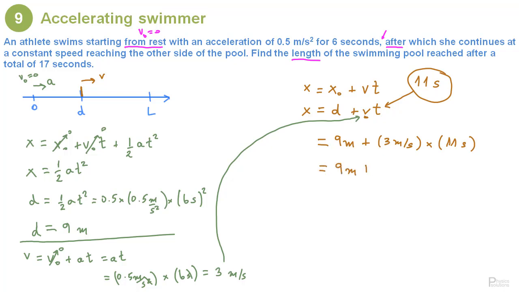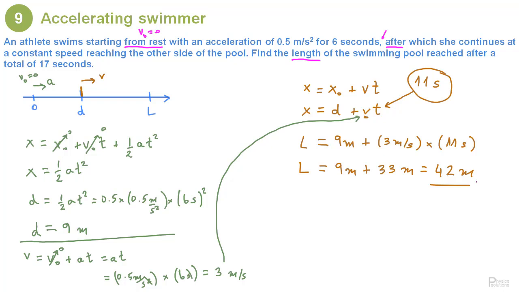We can do the multiplication. 3 times 11 is 33 meters, because again, seconds cancel. And this gives us a total of 42 meters for x equal L. So what I have done here, when I plug in the value 11 seconds, I am saying that x is equal to L, because this is the other side of the pool. Here we have it. The length of the pool is 42 meters.